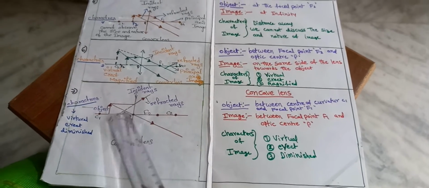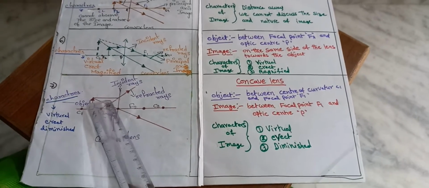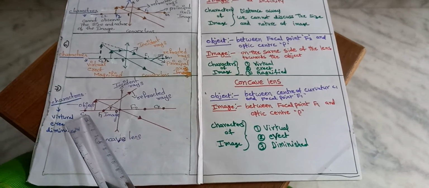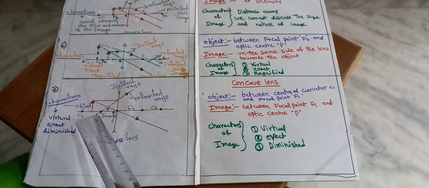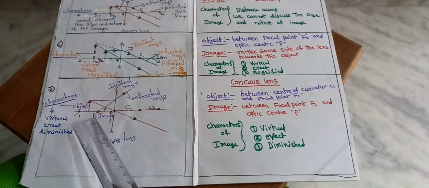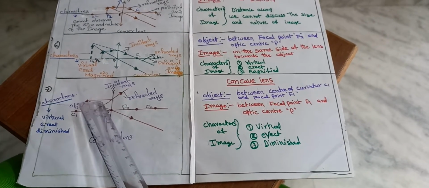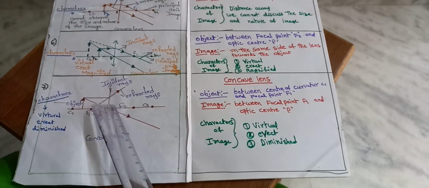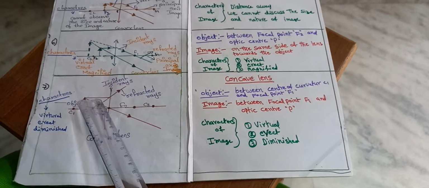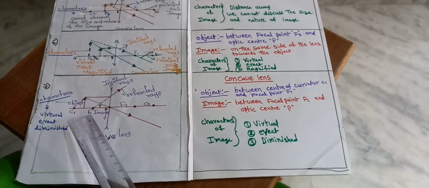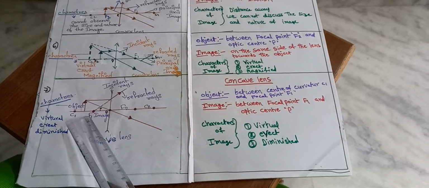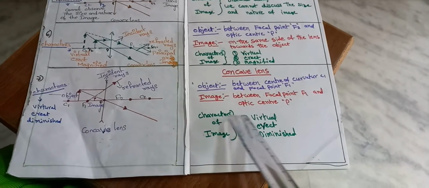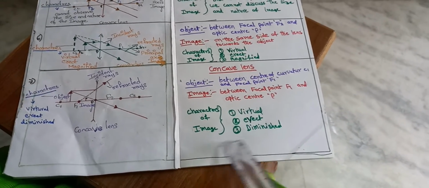Next one, concave lens. This is a concave lens. So here the object is between the center of curvature C1 and focal point F1. So here also the incident rays travel from the object and go through the concave lens, getting refraction. The image is formed between the focal point and the optic center. So what are the characters of the image here? Virtual, erect and diminished image.